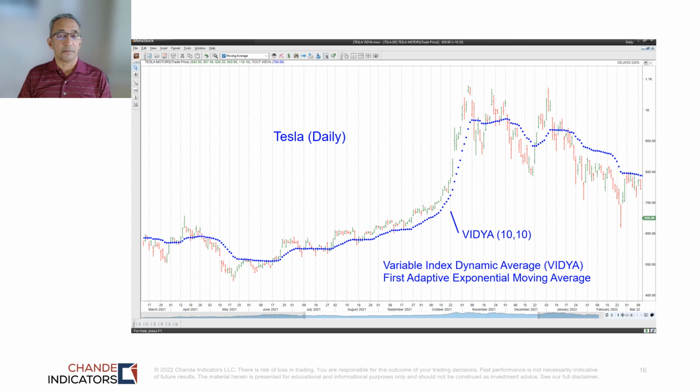So this is an example of using an adaptive moving average as a trailing stop. We have the price chart of Tesla, and the blue dots are the VIDYA, or variable index dynamic average, adaptive moving average. And you can see that it moved very rapidly and accelerated as prices themselves accelerated. So the potential exit was only 2 days after the absolute high of the move. So that would be a very attractive exit strategy.